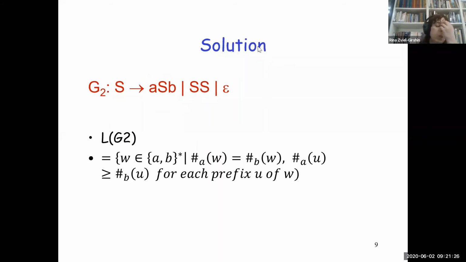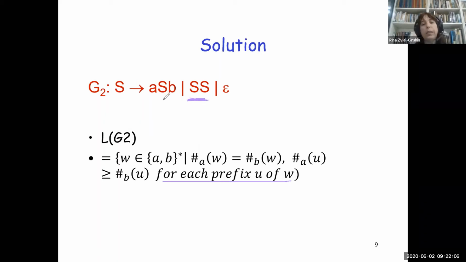So I define the language of G2 in the following way. We're talking about all the words W over alphabet {A, B}. And the number of A's in W equals the number of B's in W, that we know. But I'm also using the following definition. I claim that in each prefix U of W, the number of A's in U is greater or equal to the number of B's in U. Since I will use this rule, here I have equality.